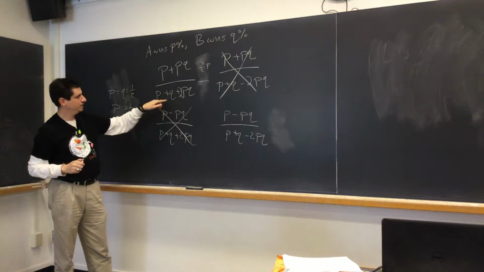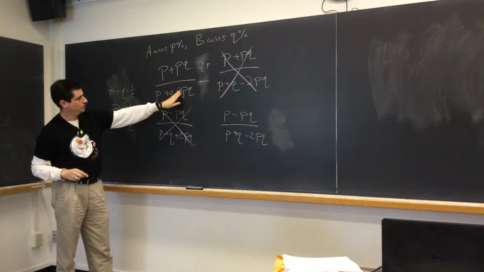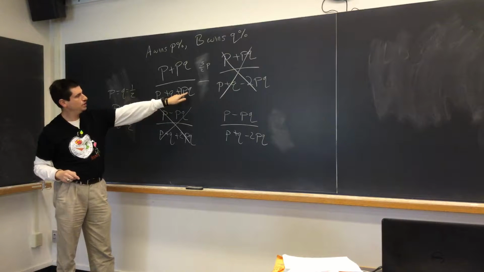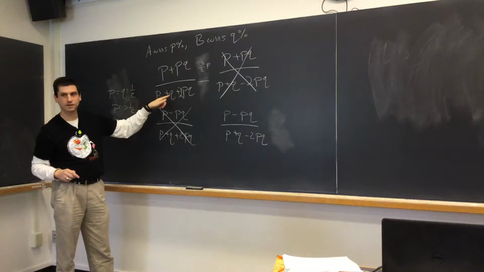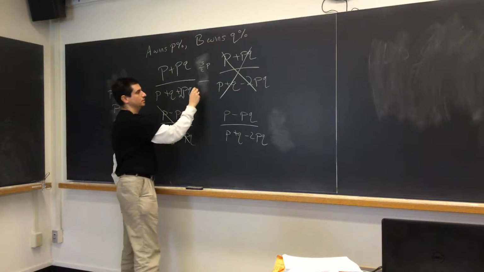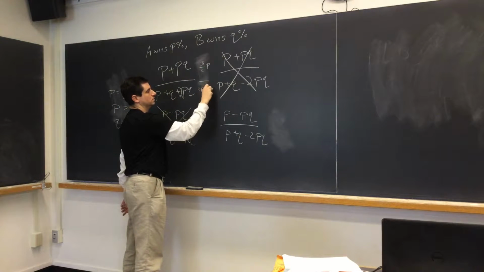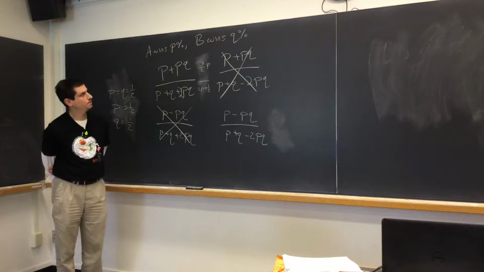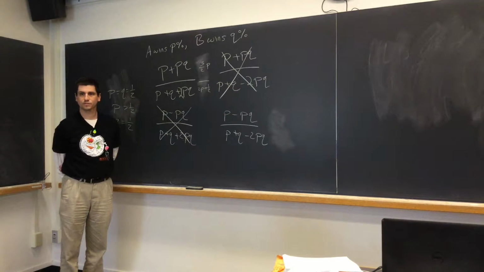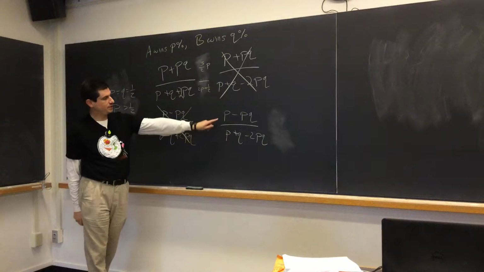We would have, so 2 times Q would be 1. So we would have 2P plus 1/2. Does that look reasonable? Let's see what we would have down here.